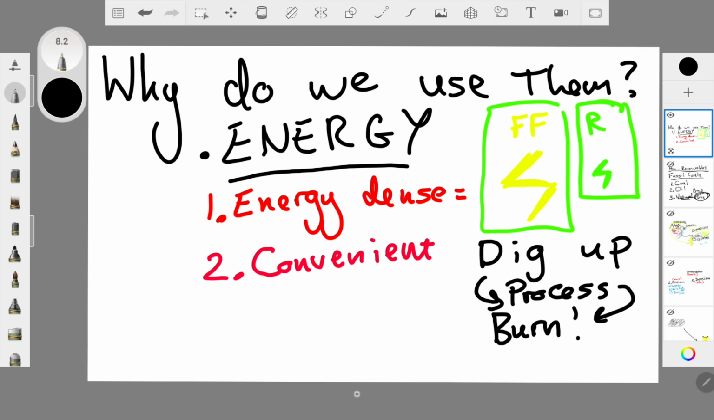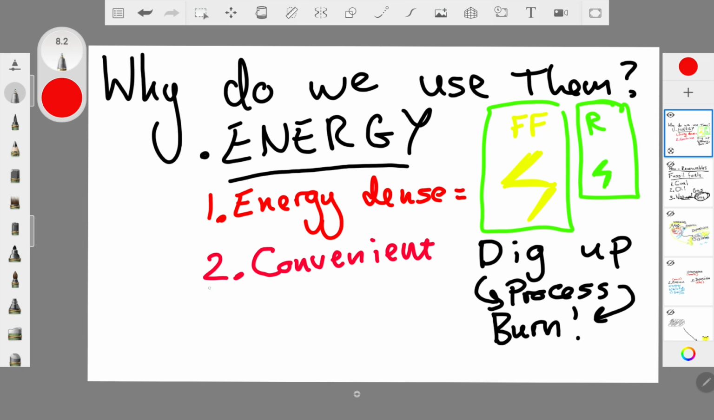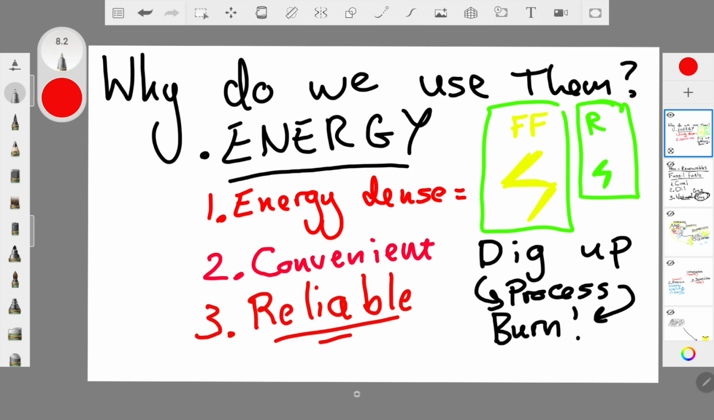They're easy to move around, they're easy to carry, they're easy to burn, yeah? Makes them very convenient, okay? And number three, they are, of course, reliable, yeah? You can use them anytime, anywhere, whenever you want, okay? You don't have to wait for anything. You can take that coal, dig it up, take it wherever you want, and burn it when and wherever you need it. So, they are very useful.